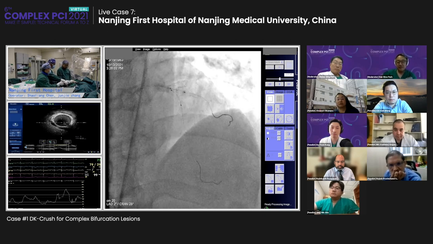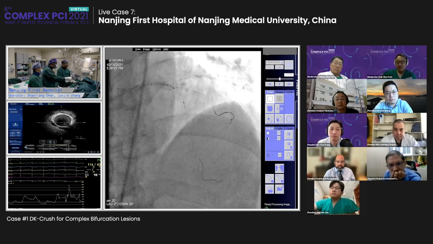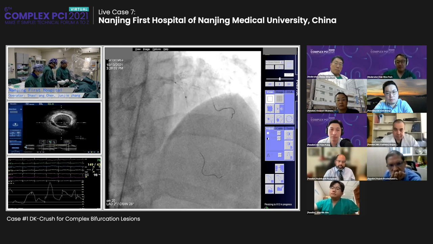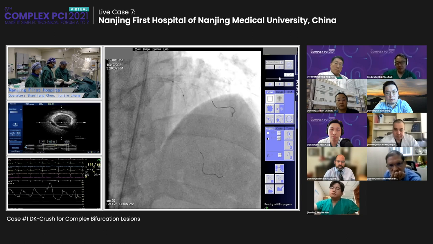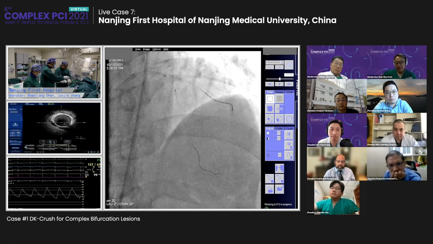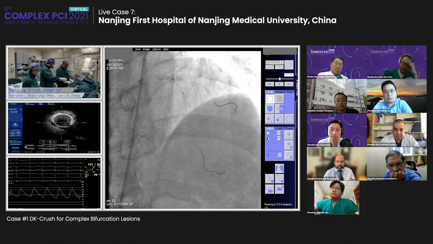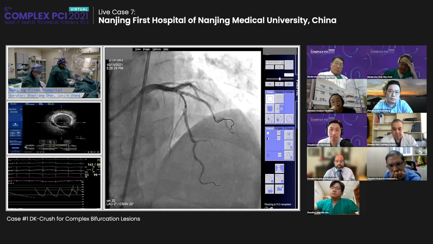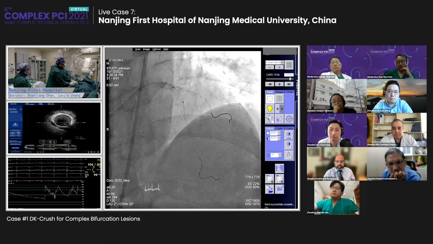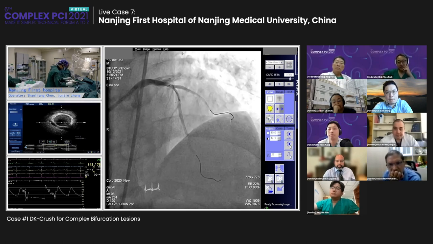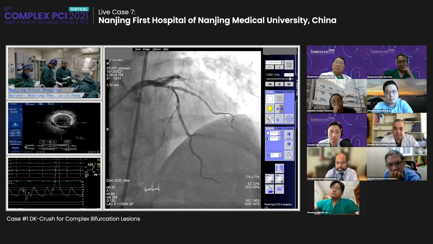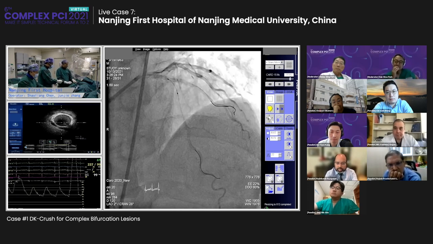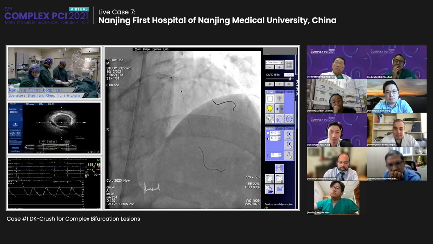Okay, which one is diagonal? This one. So before removing the LED balloon, we always need to take a photo to confirm no complication at the diagonal. Okay, take a photo to show. Good, excellent. So now the next step, I think it's very easy. I will remove the LED balloon and then use the 30x38 DES stent in LED.